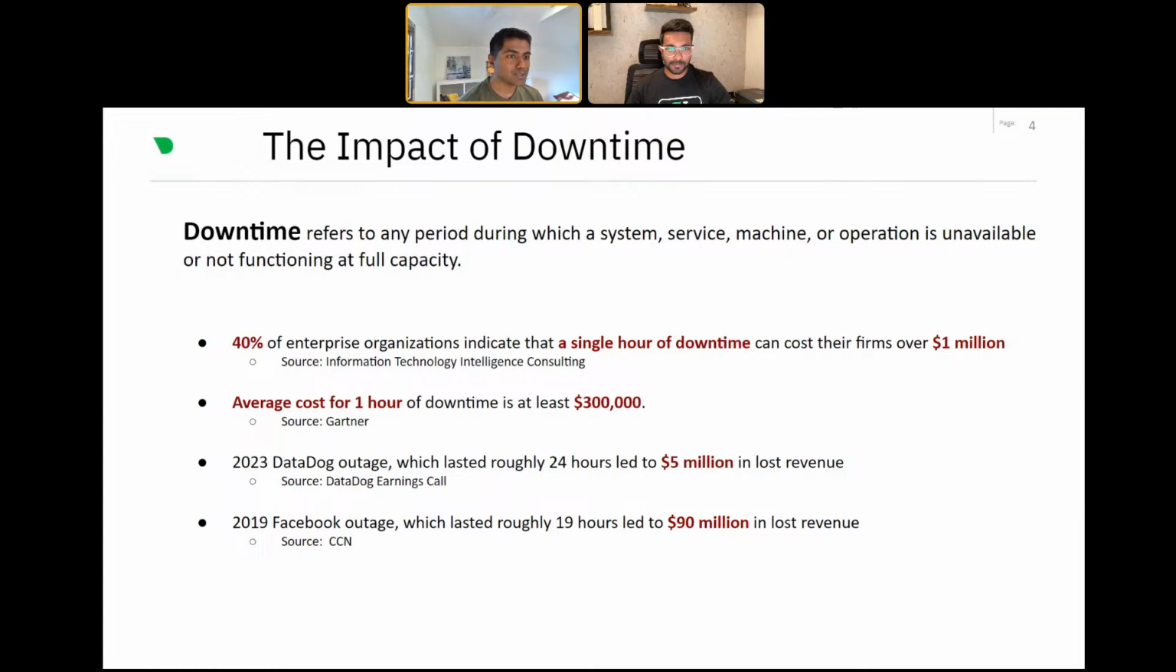And then finally, there's this anecdote about the Facebook outage. There's actually two separate outages for Facebook. This one is referring to the 2019 outage, which lasted roughly 19 hours, and that led to a direct lost revenue of $90 million. Now, of course, Facebook is huge, so any outage is going to cause more lost revenue. There was another outage, I think, a couple of years ago, which didn't last as long, but impacted most of their services, including WhatsApp and other services. And that led to even bigger lost revenue.